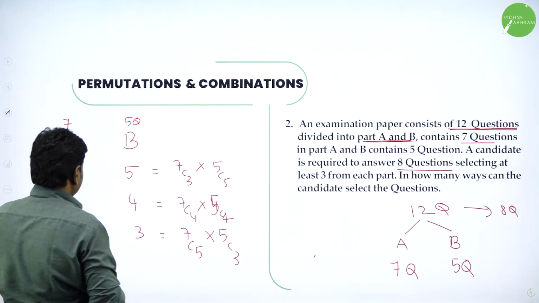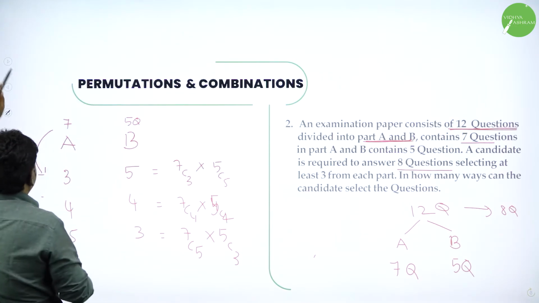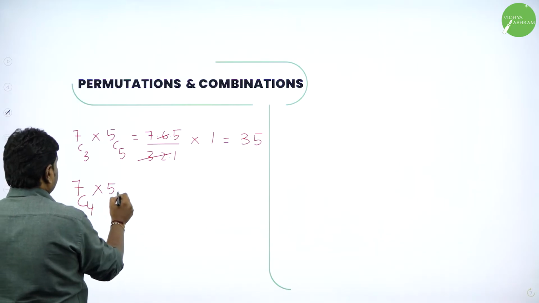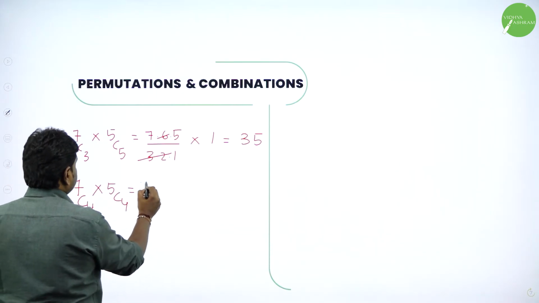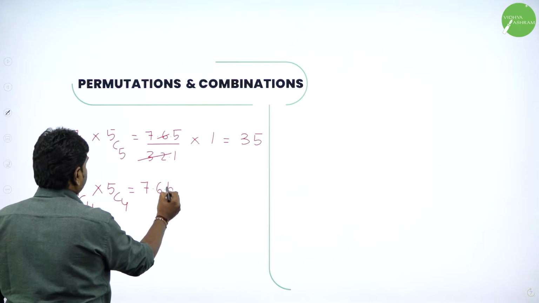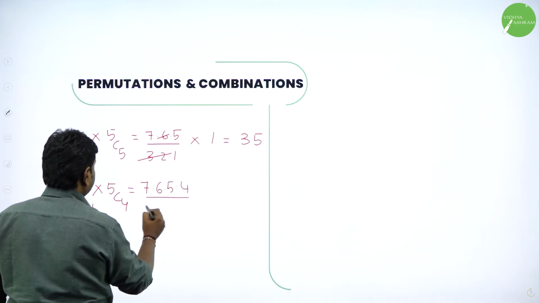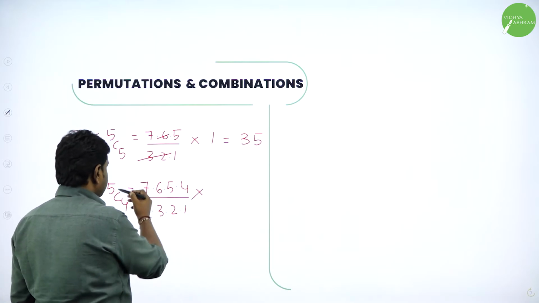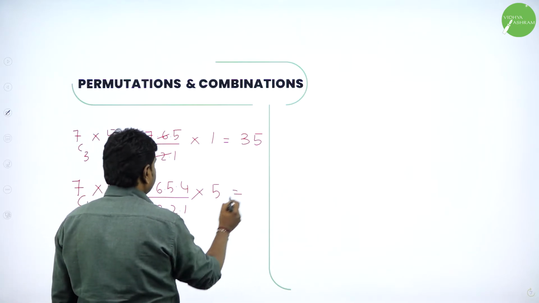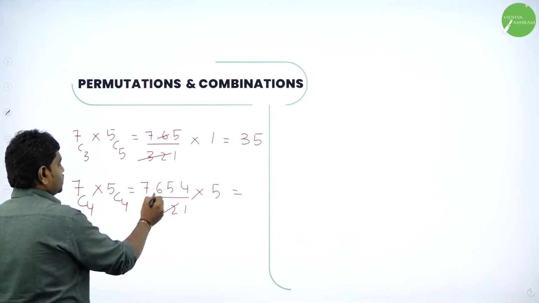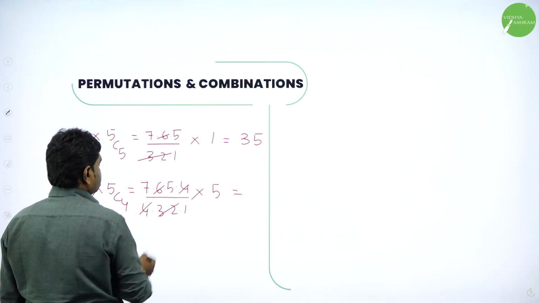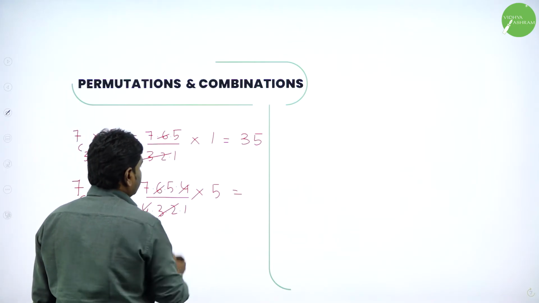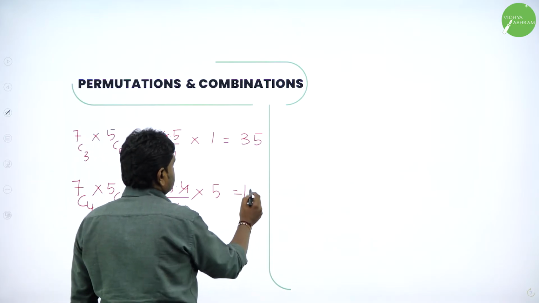Then 7C4 into 5C4. 7C4 means 7 into 6 into 5 into 4 divided by 4 into 3 into 2 into 1. 5C4 is same as 5C1, which is 5. 3 2s are 6 and 6 cancels, 4 and 4 cancels. So 5 5s are 25, 25 into 7 is 175.